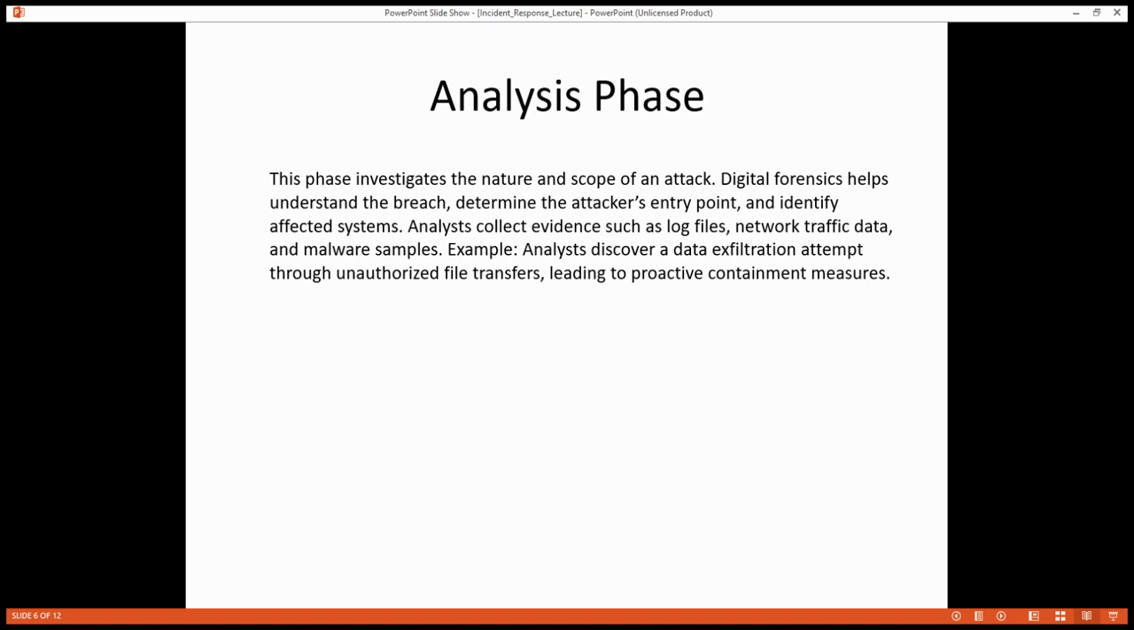Analysis phase. This phase investigates the nature and scope of an attack. Digital forensics helps understand the breach, determine the attacker's entry point, and identify affected systems. Analysts collect evidence such as log files, network traffic data, and malware samples. Example: analysts discover a data exfiltration attempt through unauthorized file transfers, leading to proactive containment measures.